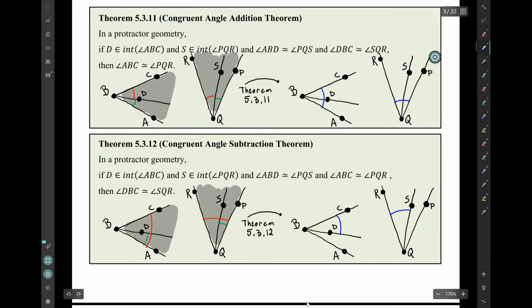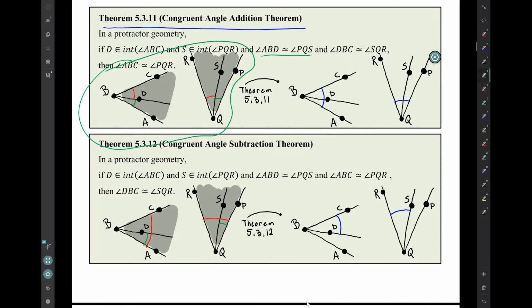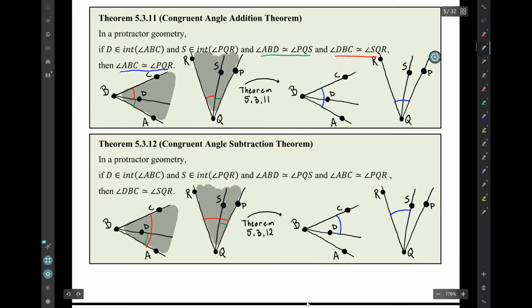We'll use theorem 5.3.11, the congruent angle addition theorem. It says the following. In a protractor geometry, if point D is in the interior of angle ABC and S is in the interior of angle PQR, and angle ABD is congruent to angle PQS, that's the angles marked in green, and angle DBC is congruent to angle SQR, that's the angles marked in red over in this drawing on the left, then angle ABC is congruent to angle PQR, that's the angles marked in blue over here in the drawing of the conclusion.